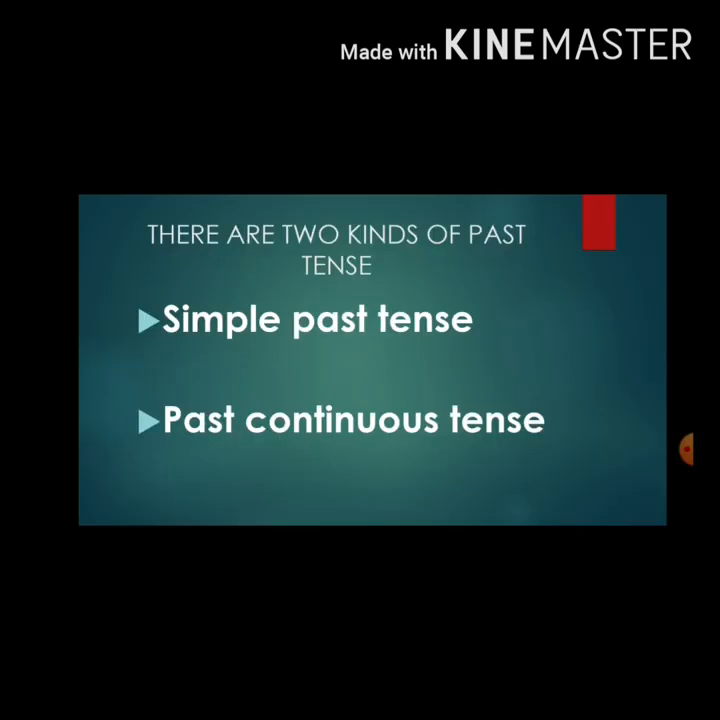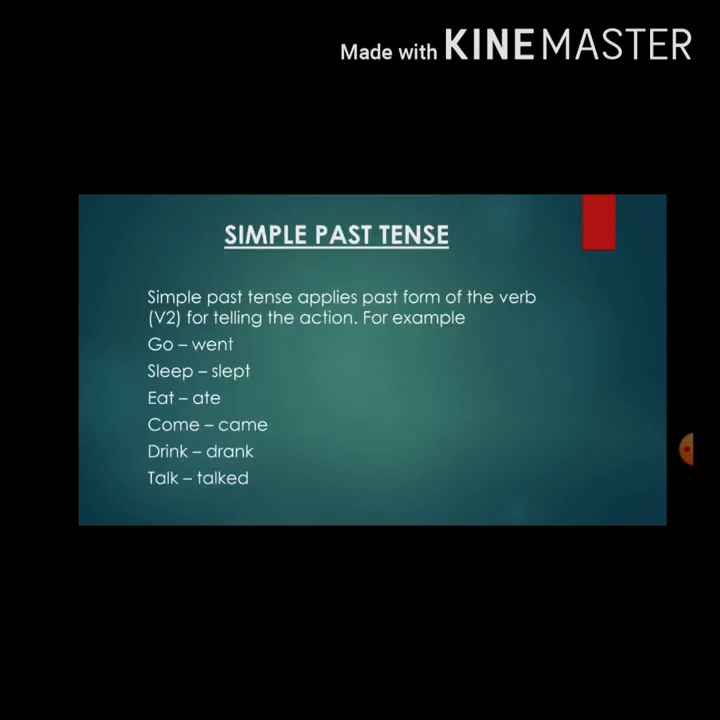Okay? Next, there are two kinds of past tense. The first is simple past tense, and the second is past continuous tense. But this time, I will talk about simple past tense first. Maybe in my next content, I will discuss past continuous tense. Today, we are going to learn about simple past tense.